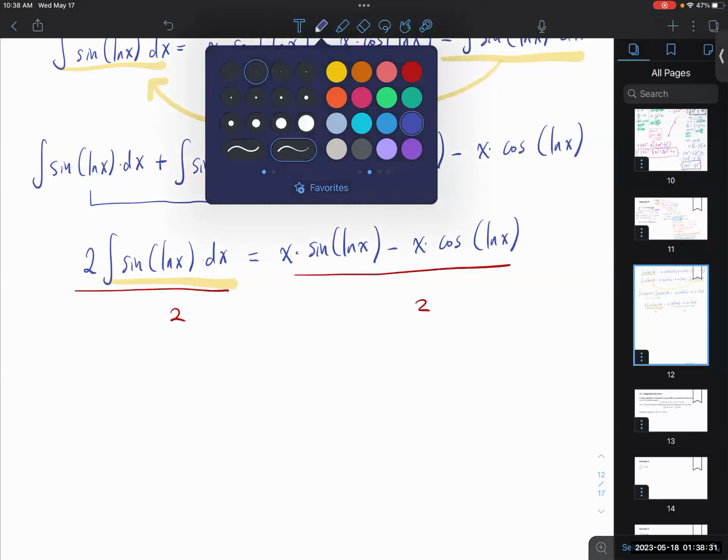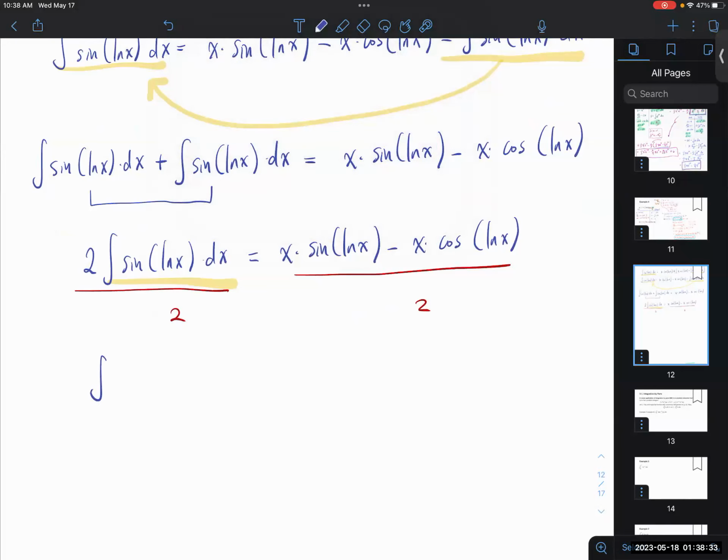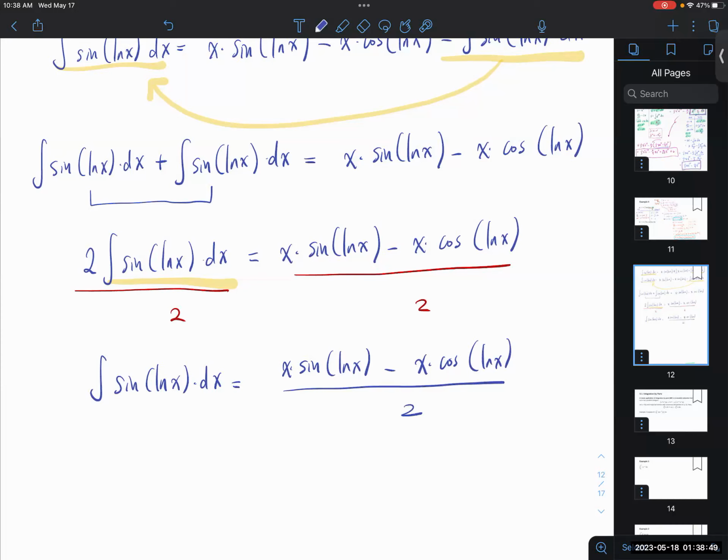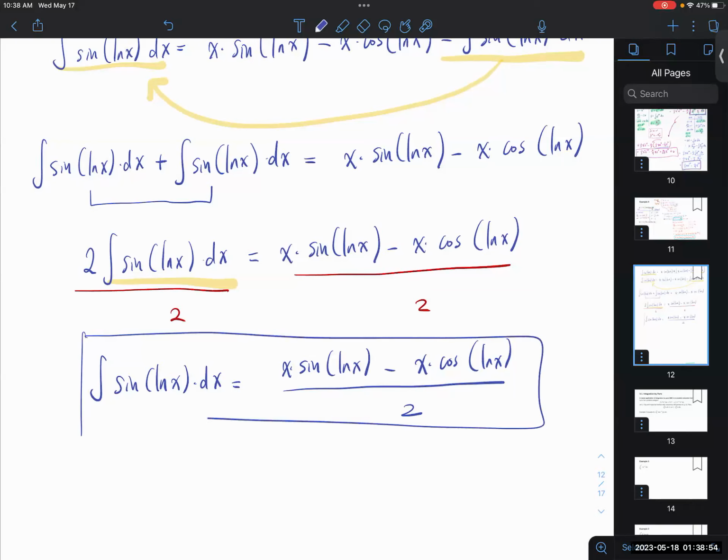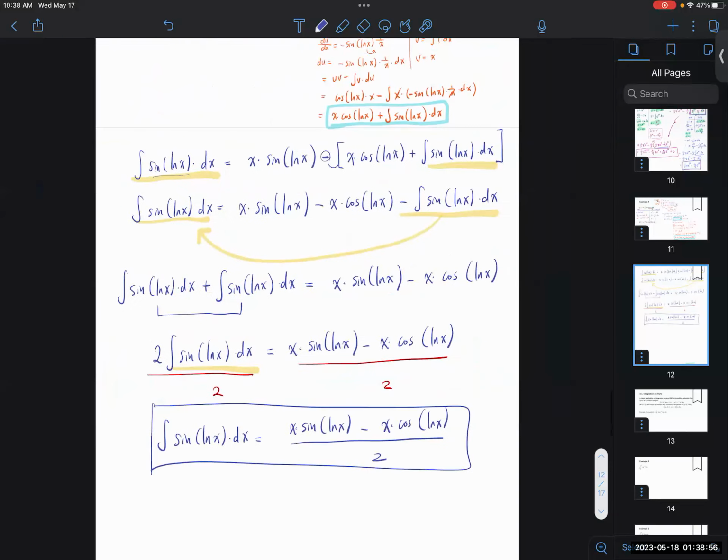So if you do that work, simply the integral sine ln x, our question, is going to be x times sine ln x minus x times cosine ln x, over 2. That's your final answer. There's no more integral. That's your finalized answer, because we are just looking for the integral of sine ln x dx. So that's your final answer.